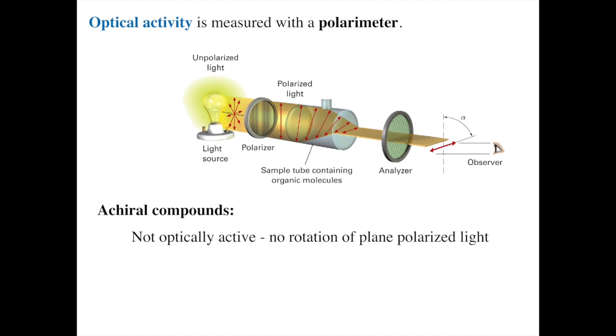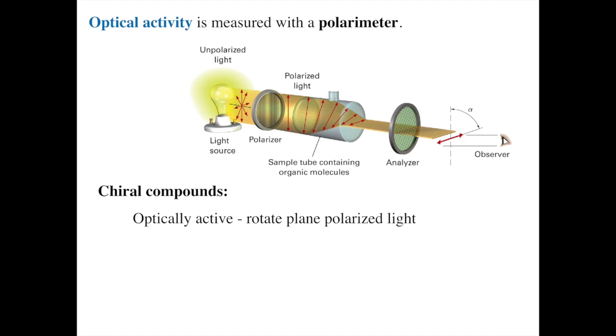So if you have an achiral compound, an achiral compound is not optically active. You will observe no rotation of plane polarized light. So the angle is 0. Both polarizers will be oriented in the same direction because the plane polarized light produced by the first polarizer would not rotate, and so the second polarizer would have to be oriented in the same way.